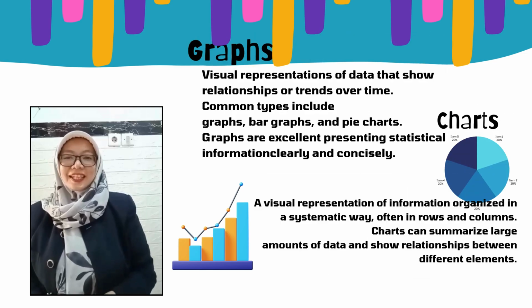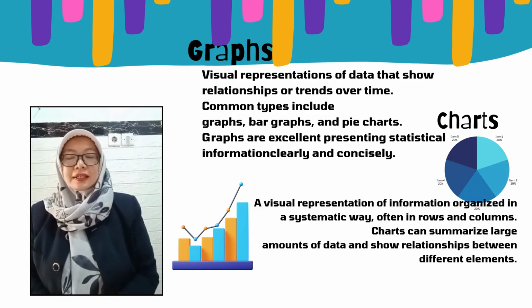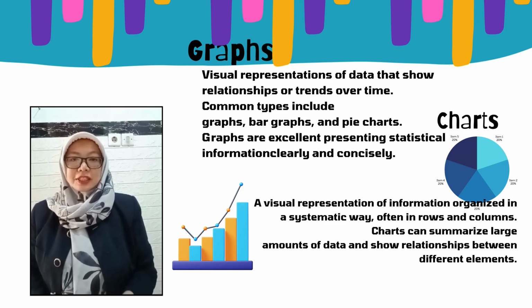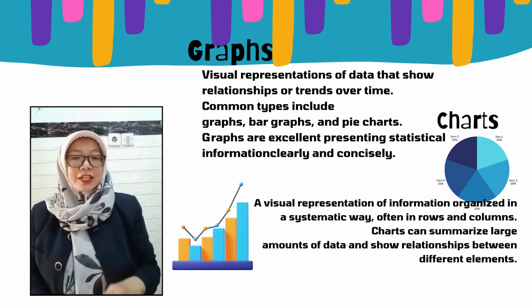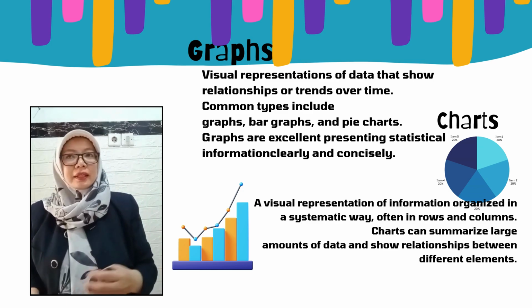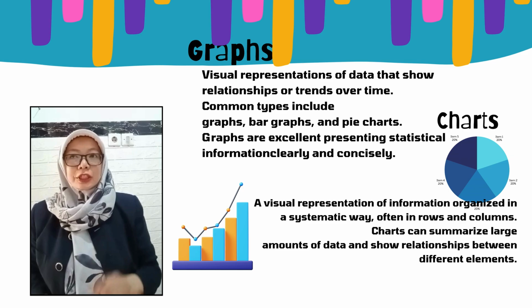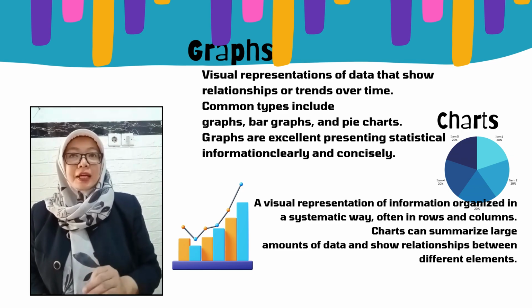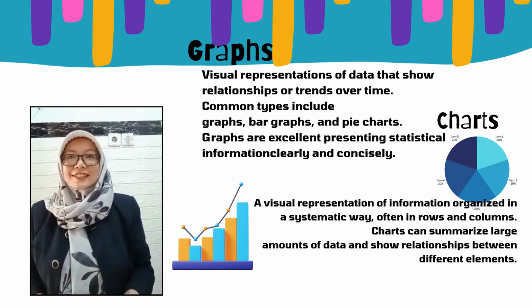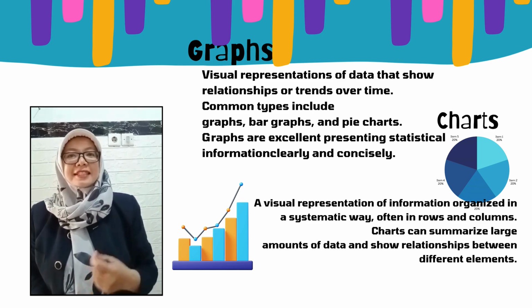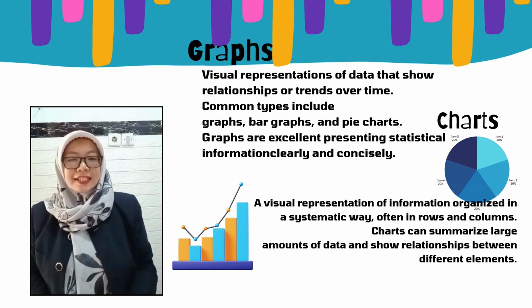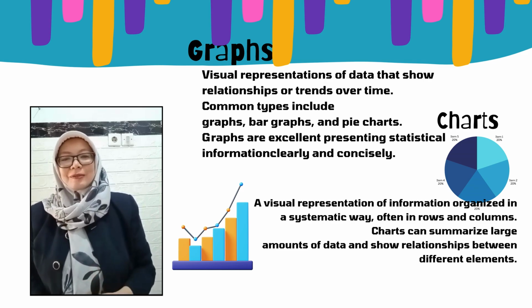The other visual aids are graphs. Graphs are visual presentation of data that show relationship of trend over time. The common types of graphs include line graphs, bar graphs, and pie charts. Graphs are excellent in presenting statistical information clearly and concisely.